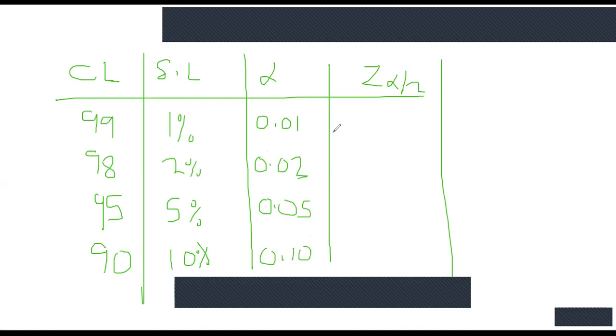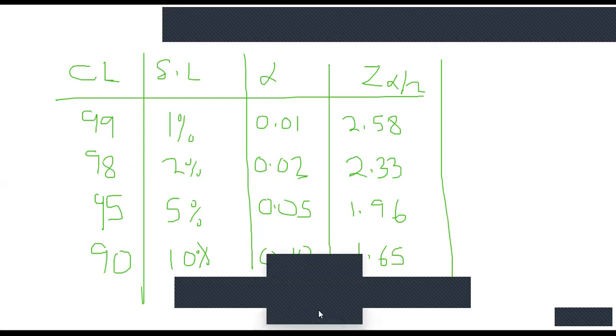All right. Then we have the corresponding Z values under two-tailed. For 99%, which is the same as 1% or 0.01, what is the Z? 2.58. How about the Z for 98? 2.33. For 95, 1.96. And for 90, 1.645 or 1.65. Either one is qualified. All right.